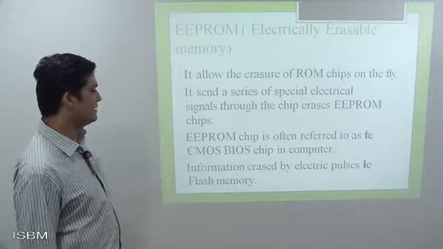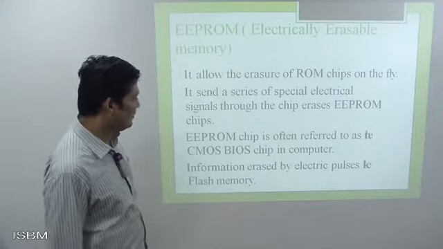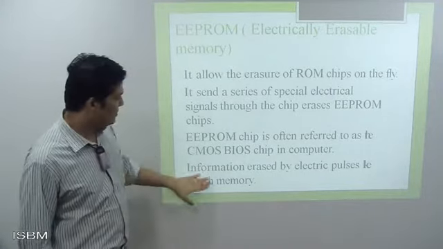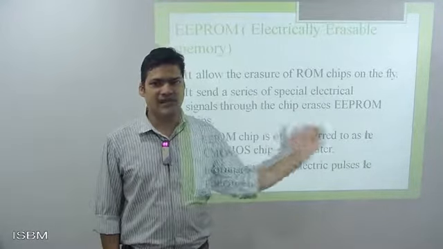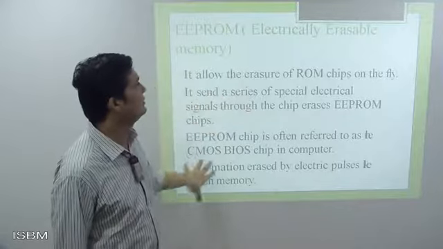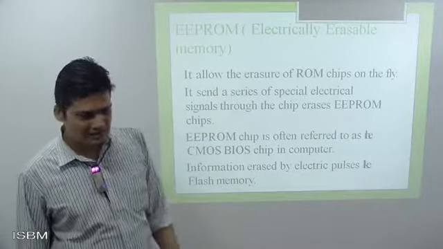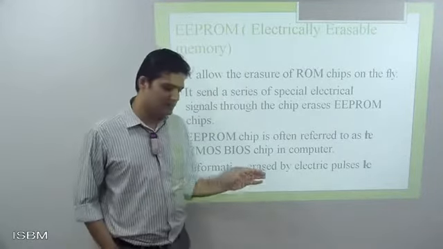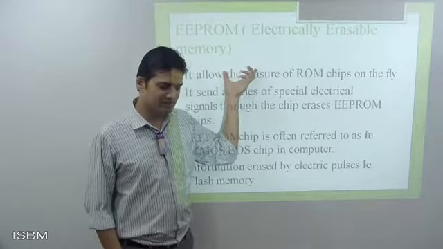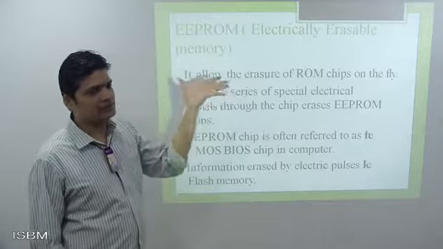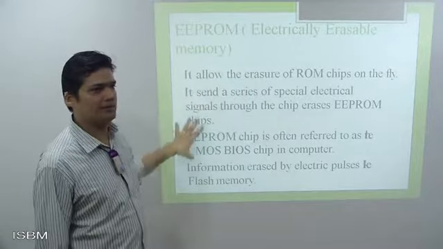Information erased by electrical pulse can be flash memory. So whatever information is available can easily be erased with the help of flash memory, and it is nothing but your EEPROM. See, actually in your syllabus only ROM and RAM are available, but I am extending it to include the types of RAM and ROM over here.